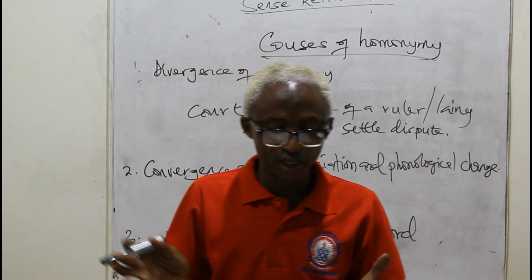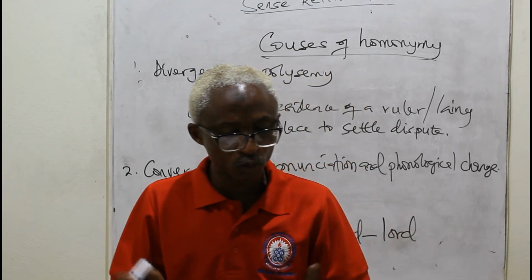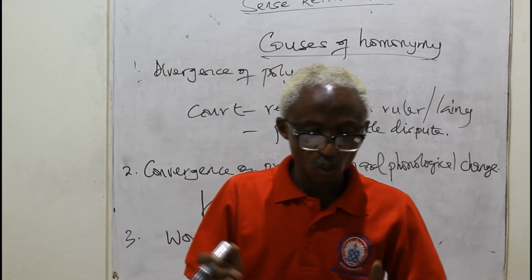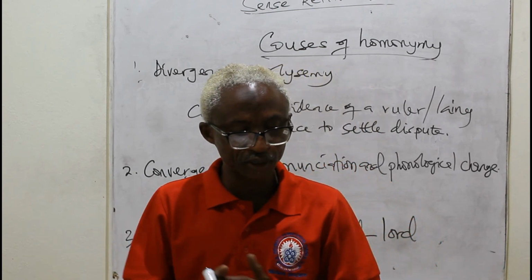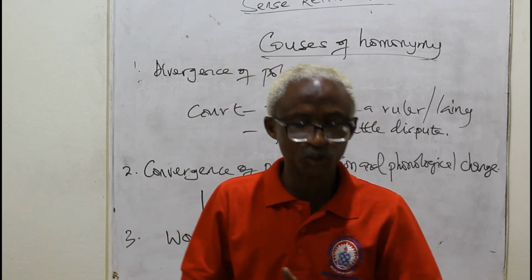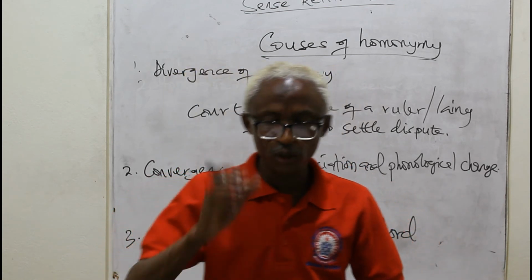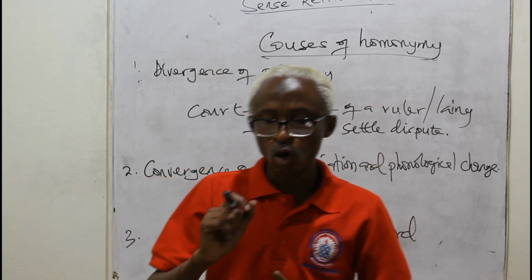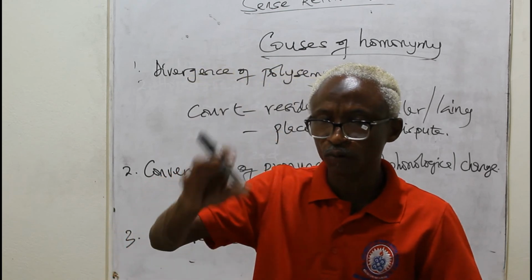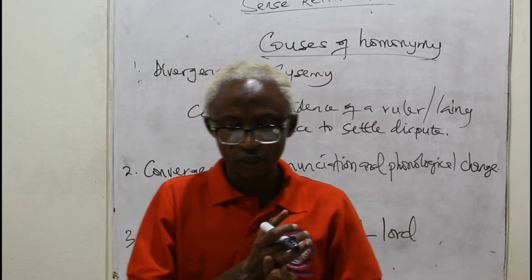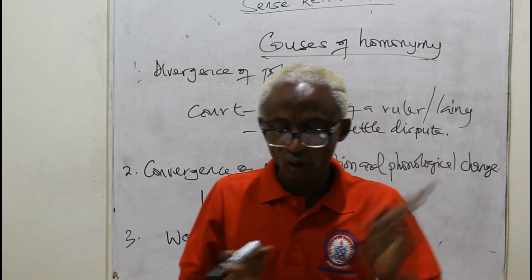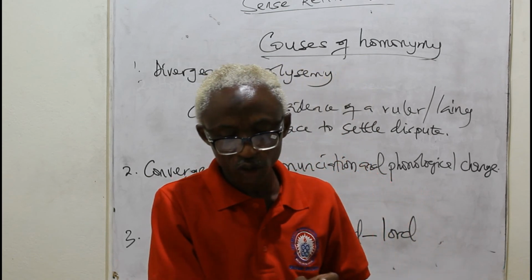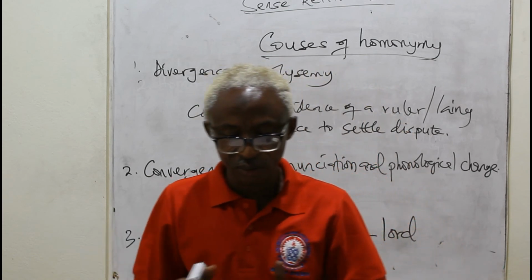We also discussed what homonymy is. It is the relation between words with identical forms, spelling and pronunciation, but different meanings. The words with different meanings but spelled and pronounced alike are what we call homonyms. We looked at types of homonyms: homophones and homographs. And the causes of homonymy: divergence of polysemy, convergence of pronunciation or phonological change, and word creation, as in borrowing.